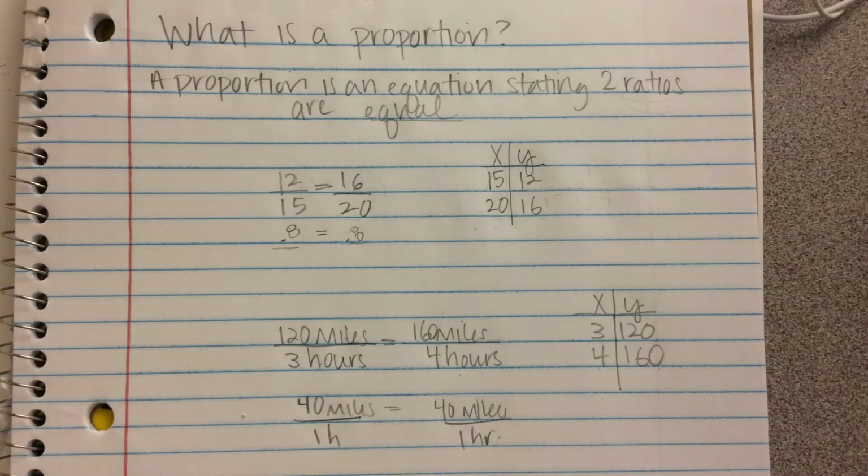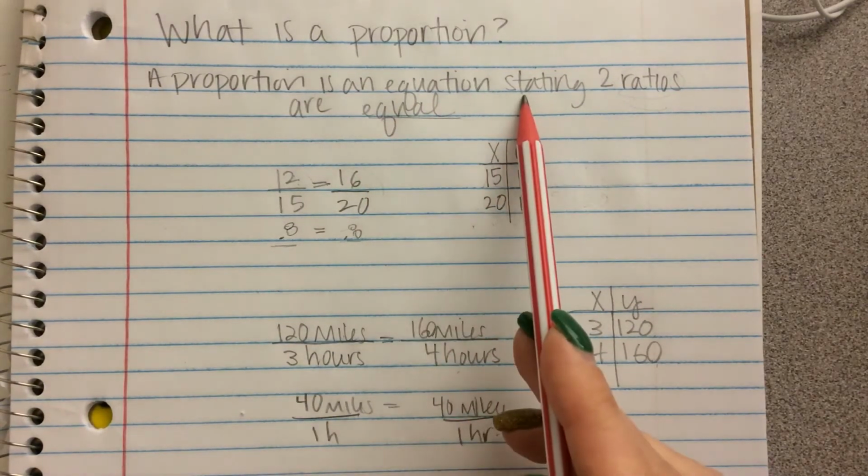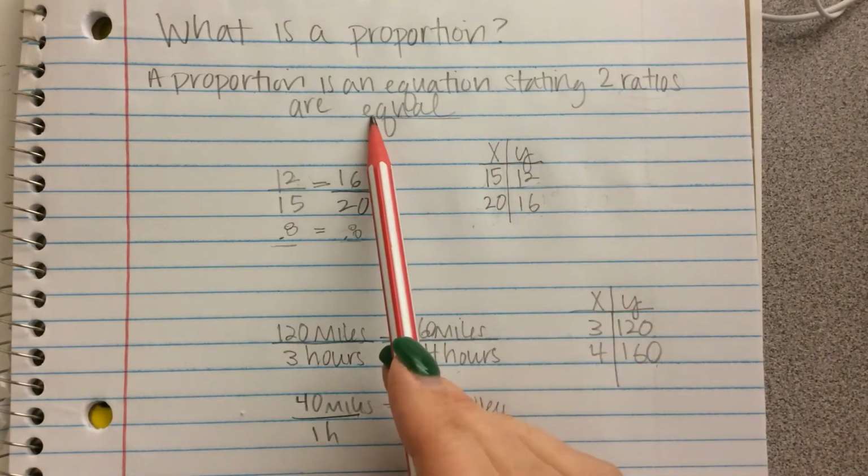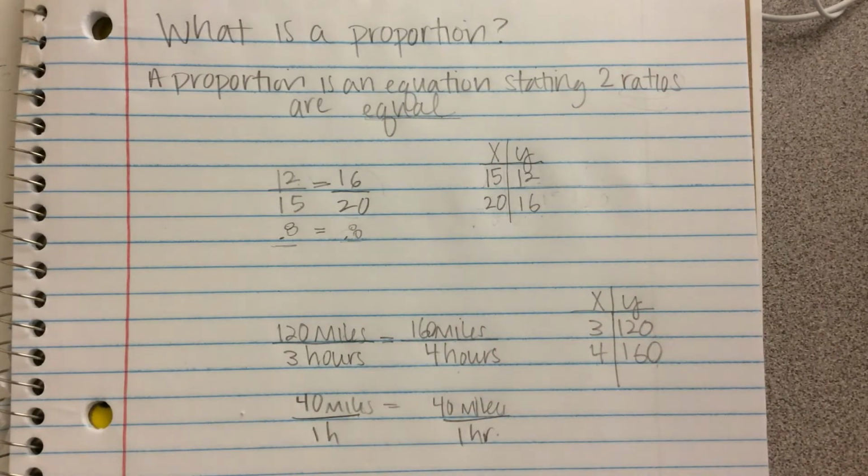Hello, in this video we're going to look at how to take a proportion and create an equation, a table, and a graph from that situation. So let's really quickly look at what a proportion is just to make sure that you remember. A proportion is an equation that is stating that two ratios are equal. So let's look at two examples of that.